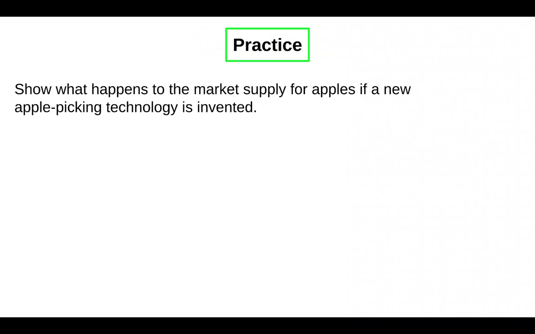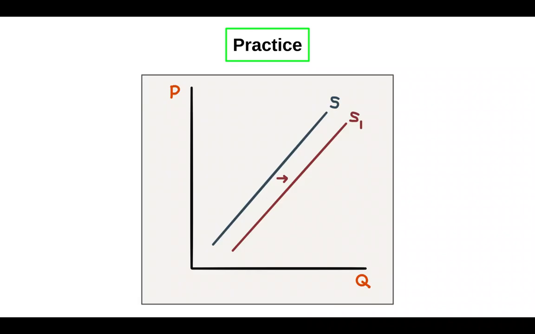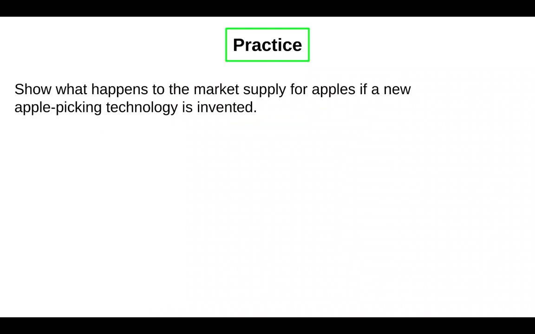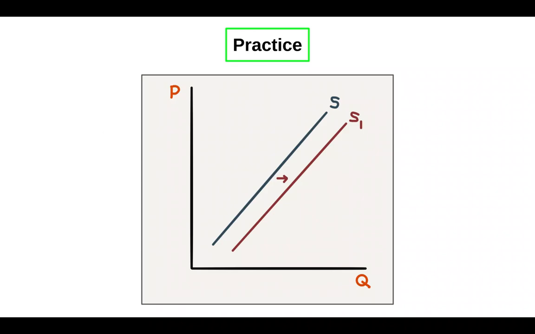So with that in mind, let's do a practice here. Show what happens to the market supply for apples if a new apple picking technology is invented. Pause the video, draw it out, see what you come up with. The correct answer here would be a supply shift to the right. This would be more technology, which would move supply to the right. Make sure you have that arrow.